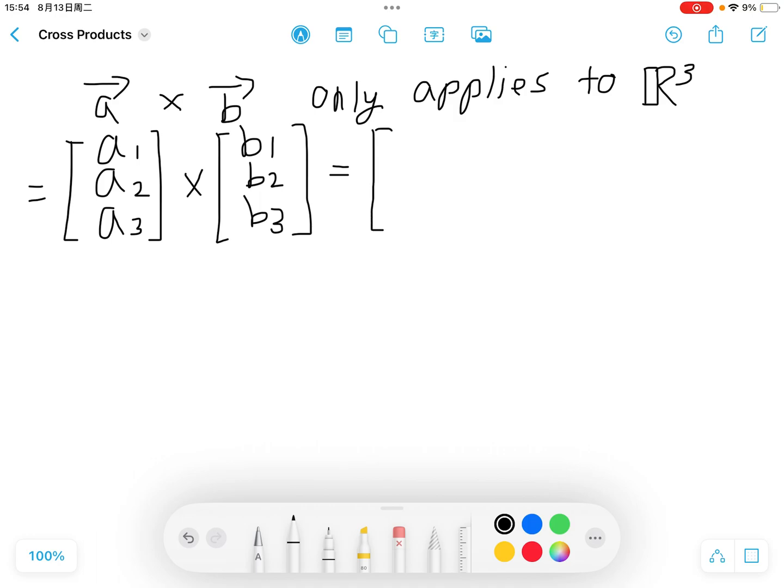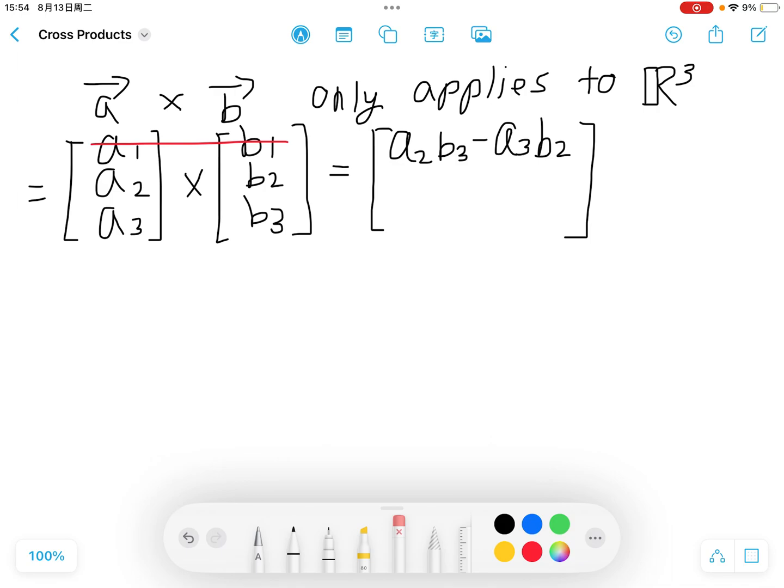So what do you actually do? You do this dimension by dimension. You look at the first component and you ignore the first row here. You look at the second and third row. You go A2 times B3 minus A3 times B2. That's the first component of our new 3D vector.